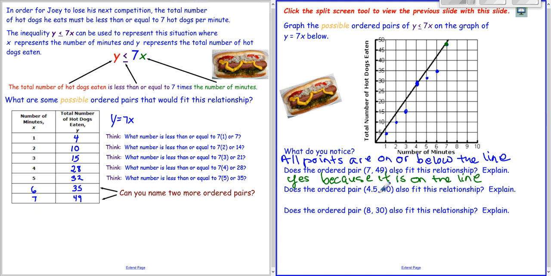Does the ordered pair (4.5, 40) also fit this relationship? 4.5 and 40. No. 4.5 and 40 is above the line. Does the ordered pair (8, 30)? Well, 8 and 30. Sure, 8 and 30 is right here. So yes, because it is below the line.